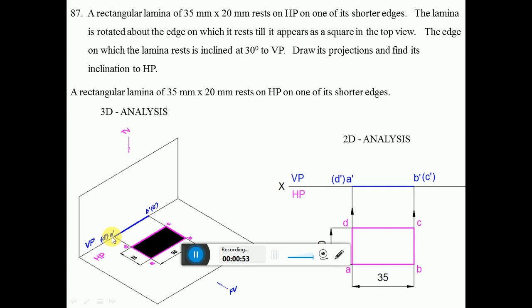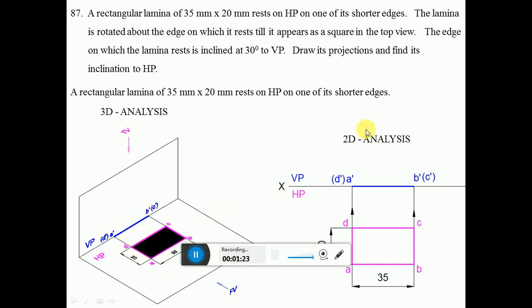Similarly, opposite to this is one more shorter edge, BC, which is also resting on HP. Both shorter edges will be perpendicular to VP, and since the surface is resting on HP, obviously this is parallel to HP. So I am getting the true shape here. And since the surface is perpendicular to VP, I am getting a line here. So the shaded portion is the actual rectangular lamina of 20 by 35.